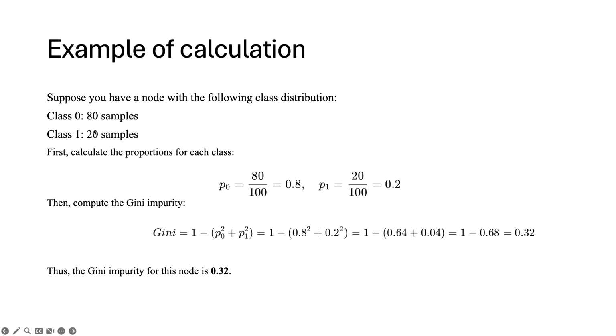For example, imagine we have a dataset which has samples of 2 classes, and in class 0 we have 80 samples, and in class 1 we have 20 samples. Based on that, we calculate the fractions, and then we sum up the squares and subtract from 1, which gives us the Gini impurity for the node.